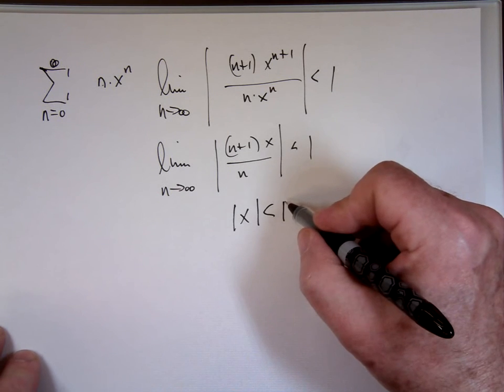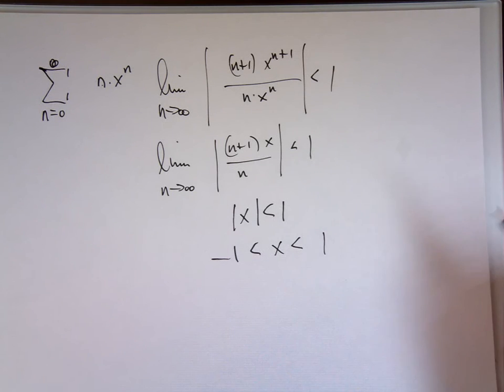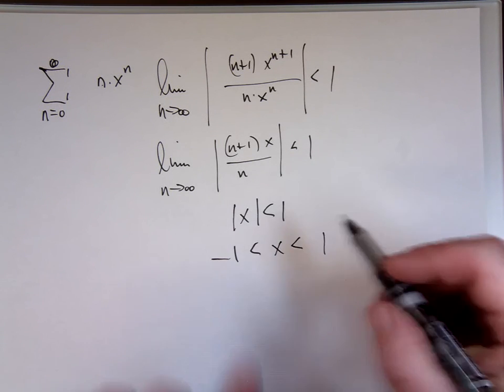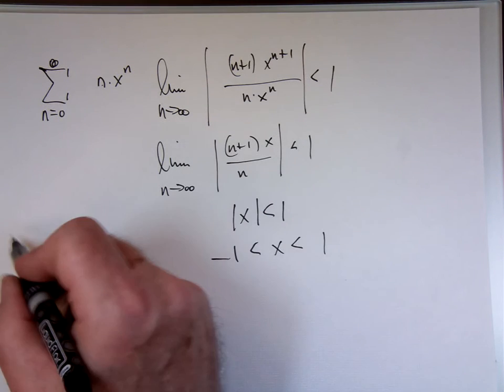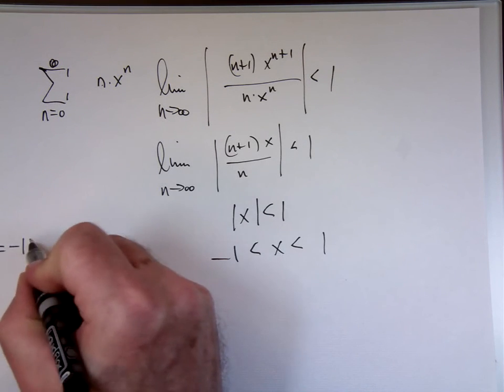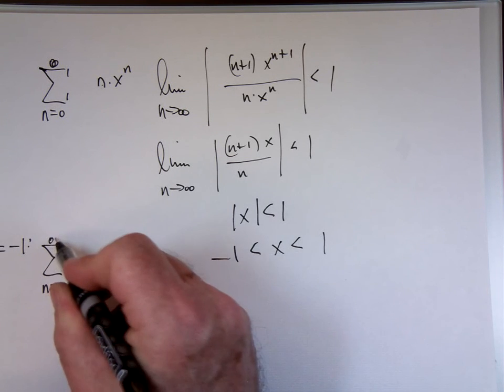Now, what about the endpoints? Let's check these endpoints out. At negative 1 for x, we have this one. It just bounces from positive to negative. Yes, that's true, so it diverges. Go ahead, Danielle.